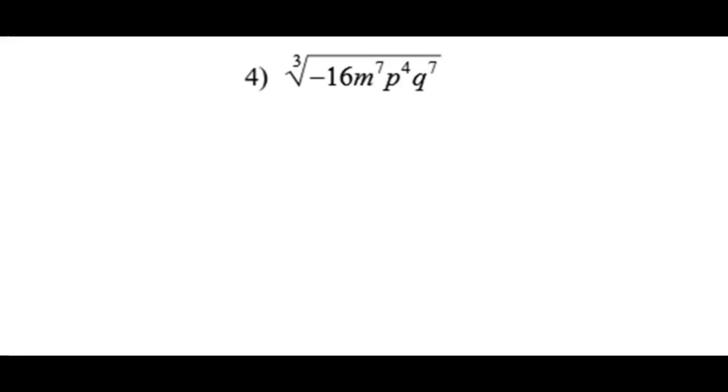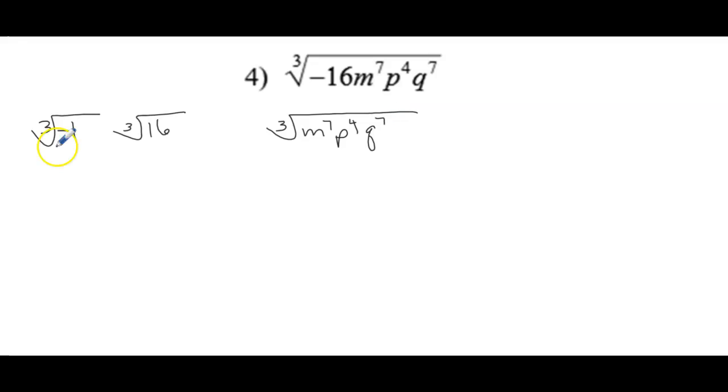Okay, so if you remember from yesterday, taking the cube root of a negative, we can do that. We just know our answer is going to be negative. So I'm going to think about this as the cube root of -1, the cube root of 16, and the cube root of m to the 7th, p to the 4th, q to the 7th. And simplify all those. Well, the cube root of -1, this is just -1.